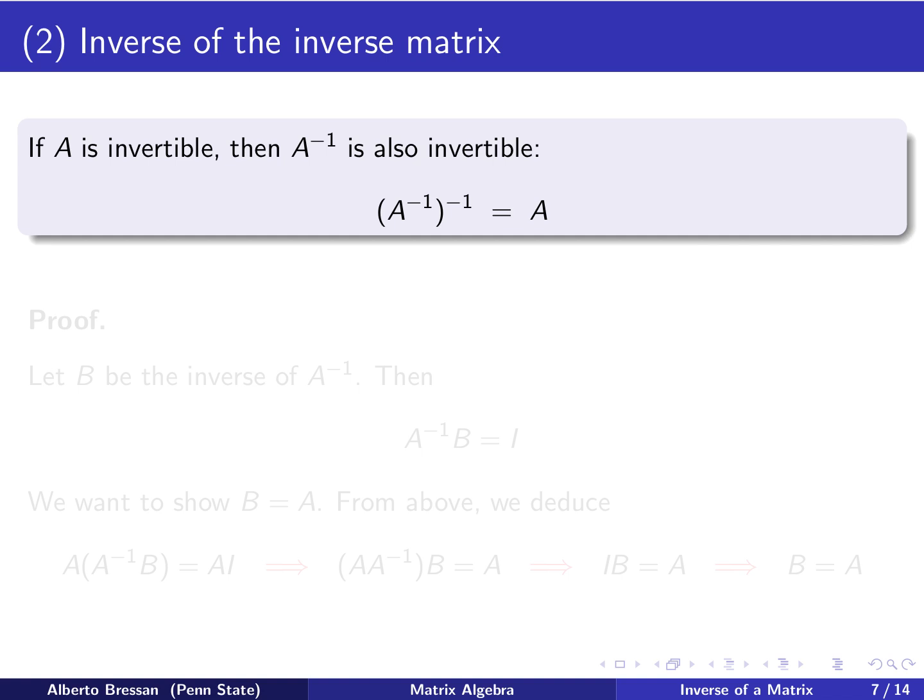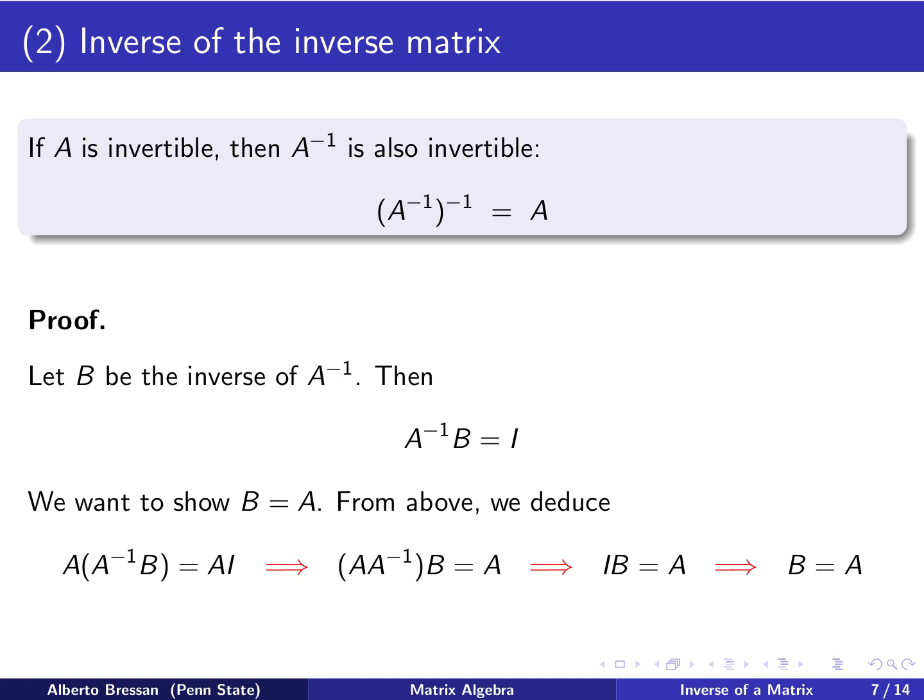The second property is about the inverse of the inverse. If A is invertible, then A inverse is also invertible. Furthermore, the inverse of A inverse is A. So you invert it twice, you get yourself back. Certainly this property is true if A is a number, and let's see why it is also true for a matrix.